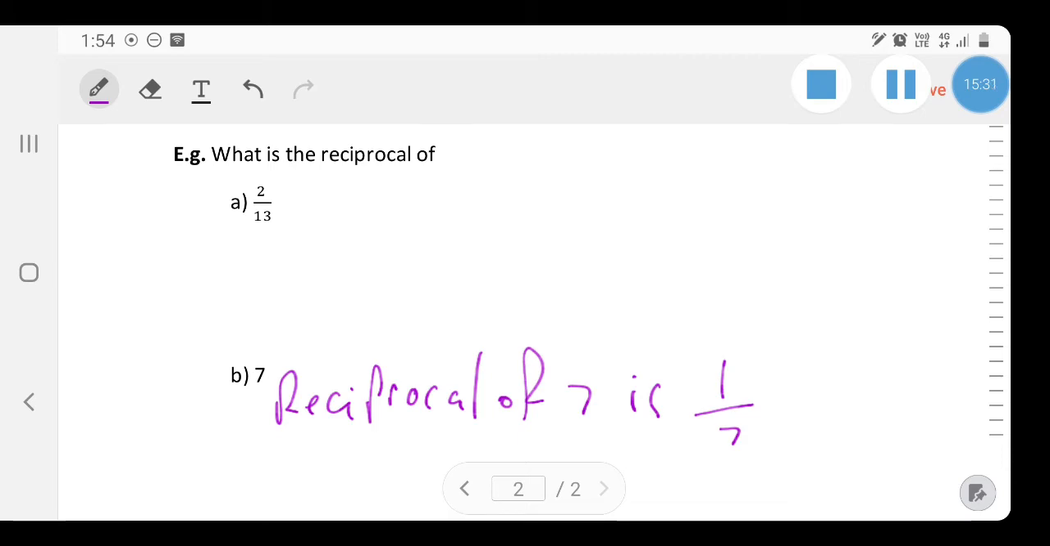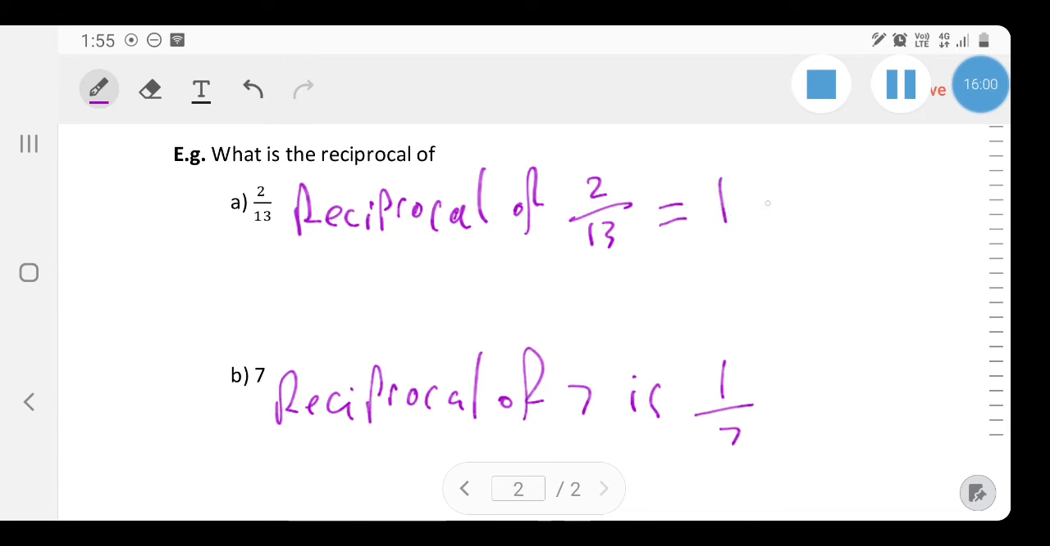All right, well, what's the reciprocal of 2 over 13? Well, let's have a look. The reciprocal of 2 over 13 equals, well, it equals 1 over 2 over 13. But that would look a bit weird if I did a fraction over a fraction. So I'm going to use a division sign because it has the same meaning. 1 divided by 2 over 13. Okay?